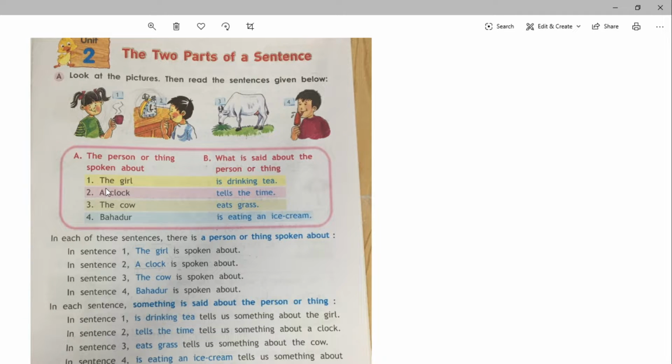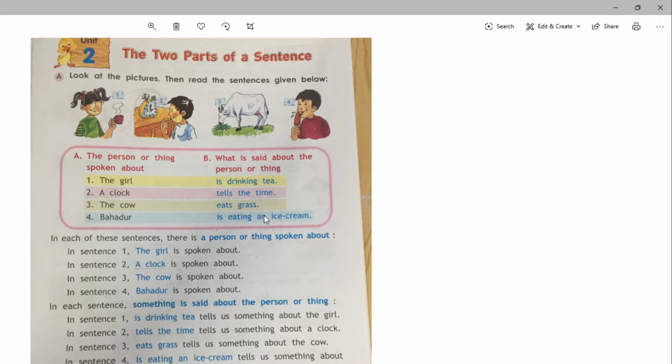For example, the girl is drinking tea. So we are speaking about the girl, and what are we saying? We are saying that the girl is drinking a cup of tea. So we can understand this. Now about a clock. A clock tells the time. What are we speaking about? We are speaking about the clock. And what are we trying to tell you? We are trying to say that the clock tells us time. Likewise, the cow eats grass. We are telling you about the cow, and what the cow is doing? The cow is eating grass.